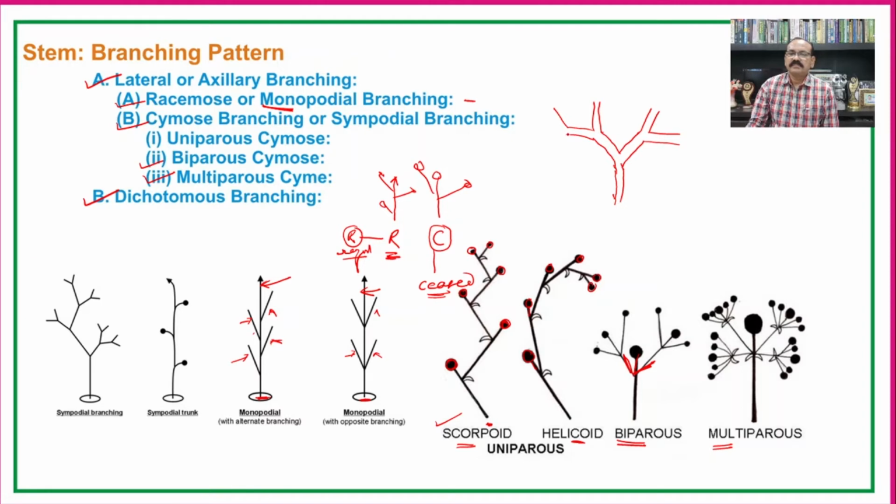Such branching, in which every cell or group of cells present at the apex bifurcates and forms the branching, is known as dichotomous type of branching. It is very common in the cryptogams and is almost absent or very rare in other plants.